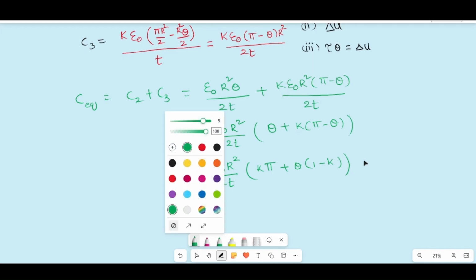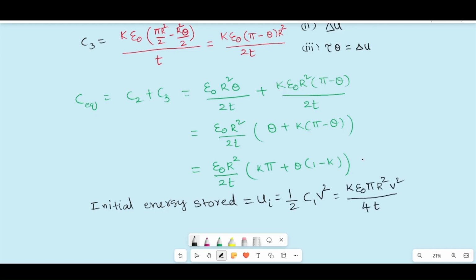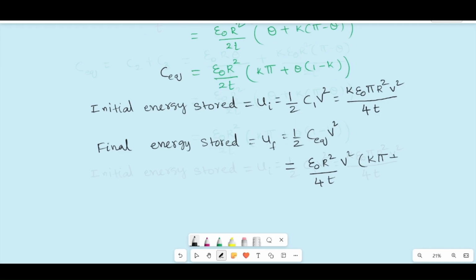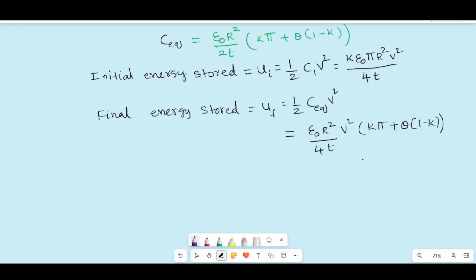So let us calculate the potential energy part here. The initial potential energy, or simply the initial electrostatic energy stored, is half C1 V square. The C1 value we calculated in the first case, when the two plates are parallel to each other. This is the initial energy stored between the plates of the capacitor. Now, what is the final energy? We'll calculate it by substituting C equivalent. So this final energy is epsilon naught r square by 4t into V square into (K pi plus theta into (1 minus K)). So C equivalent is substituted here.